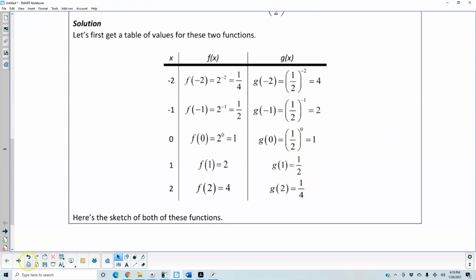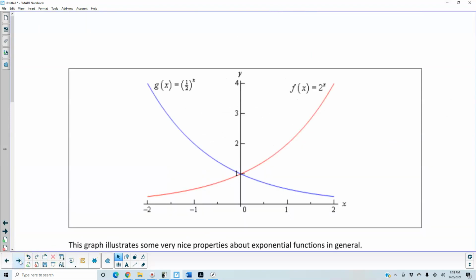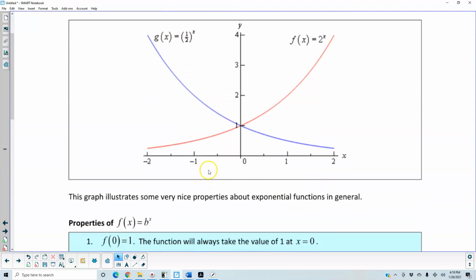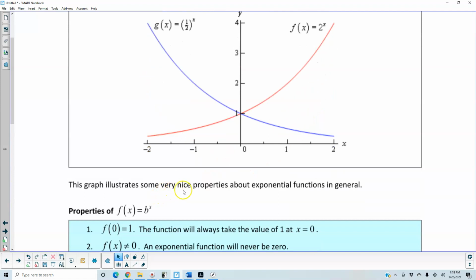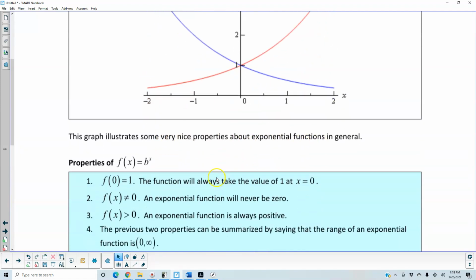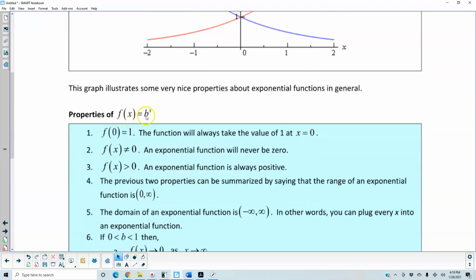Now let's take a look at the sketch of these two functions. So f of x in red is an increasing function. And g of x, which has 1/2 as the base, is a decreasing function. So this graph illustrates some very nice properties about exponential functions in general. So, properties of f of x equals b to the x.